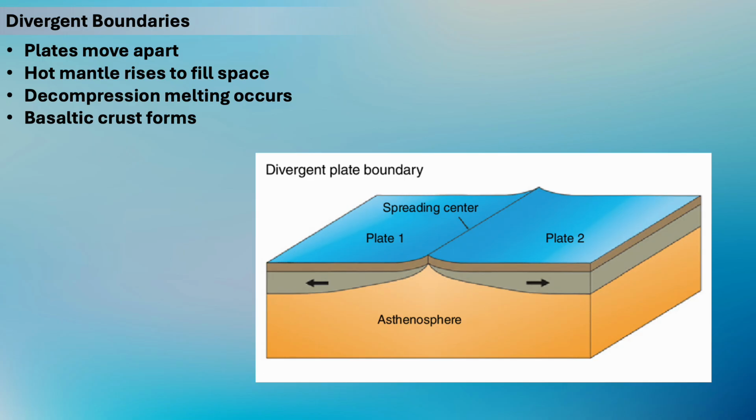As spreading continues, this newly formed lithosphere is carried away from the ridge axis where it cools, thickens, and becomes more dense. Over time, this process produces the characteristic pattern of young, shallow seafloor at ridges and progressively older, deeper seafloor further away.